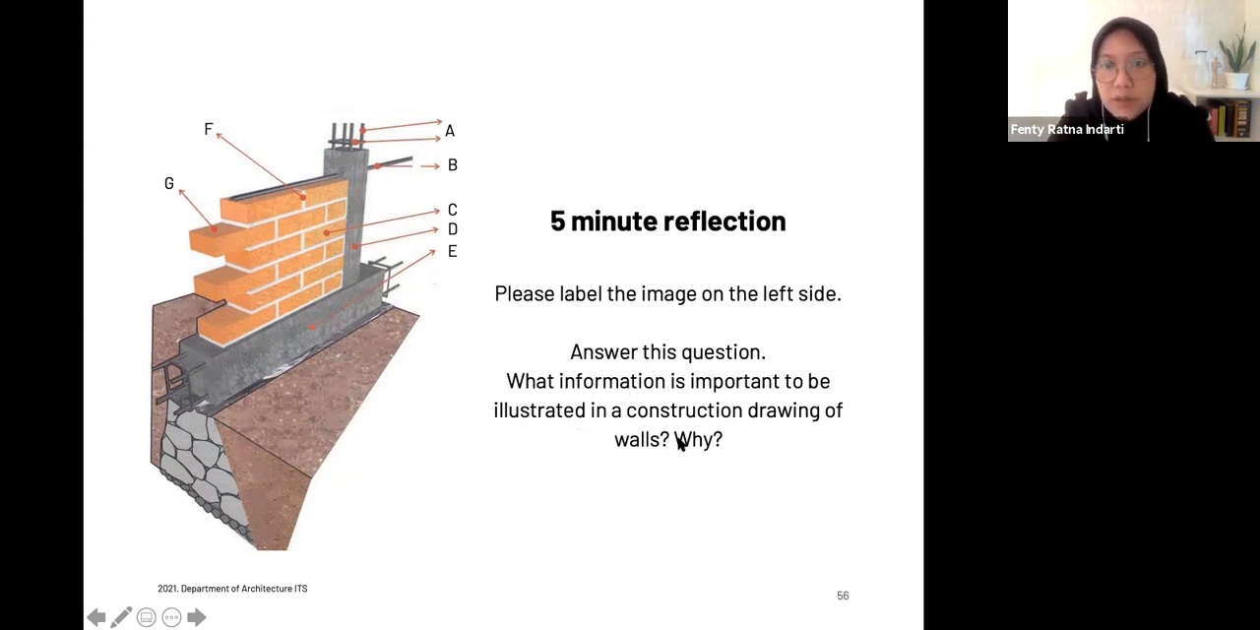I will give you 5 minutes to answer these three questions. The first question is labeling the image here. The second is what information is important to be illustrated in a construction drawing of walls, and then the reason why you should put that information into the drawings. I will use my timer here because you need to take a look at this image. The 5 minutes starts from now. You can start to work on the exercise.